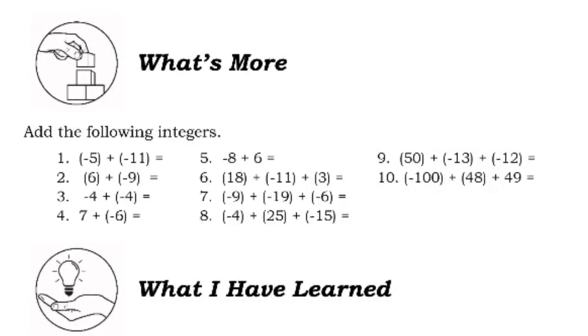So next activity is What's More. Add the following integers. So you have there 10 numbers. So you're going to base your answers here on the discussion that we have earlier.